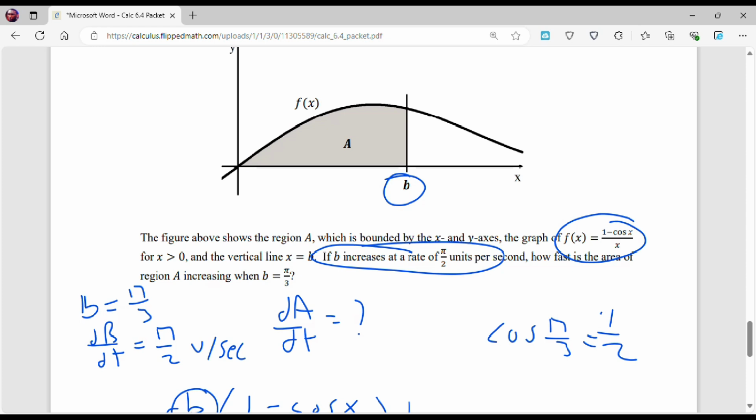Again, the area under the curve is the integral, and we're just using the fundamental theorem of calculus to solve this problem. So I hope this was informative.